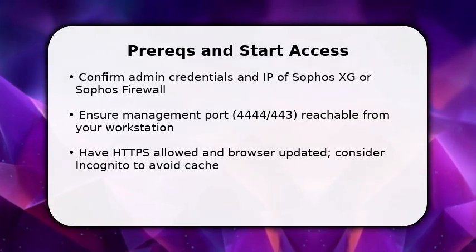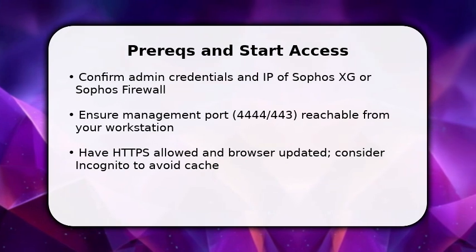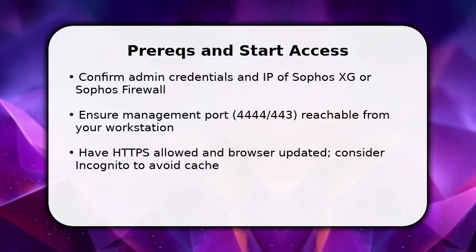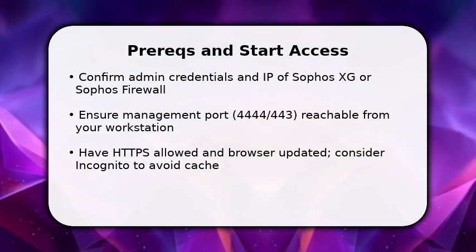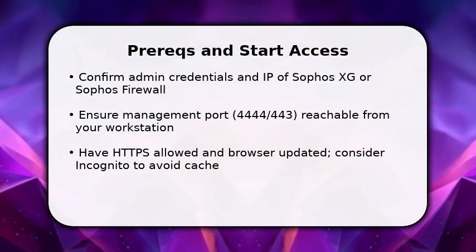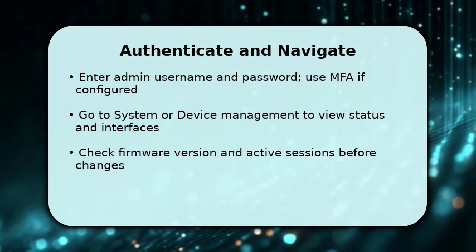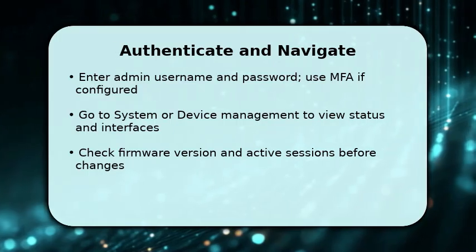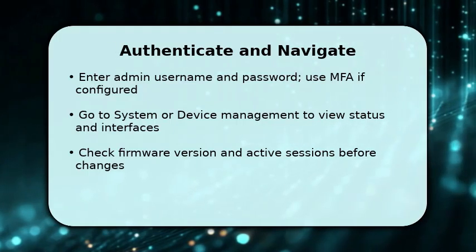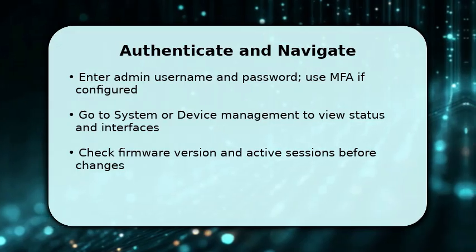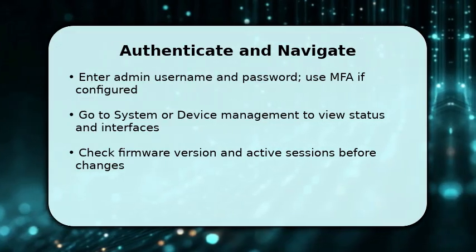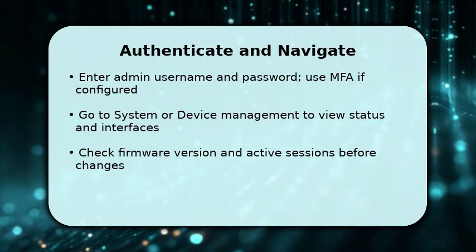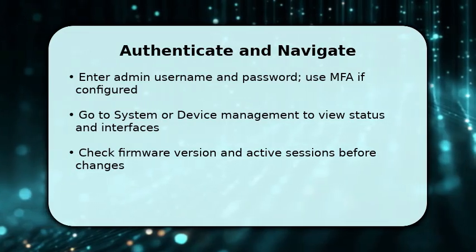Make sure your workstation's IP is not blocked by an access rule. If necessary, connect directly to the management VLAN to eliminate network blocks. Log in with your admin account and complete multi-factor authentication if enabled. This protects configuration changes. Once authenticated, orient yourself. Open System or Device Management to review status, interface assignments, and routing.